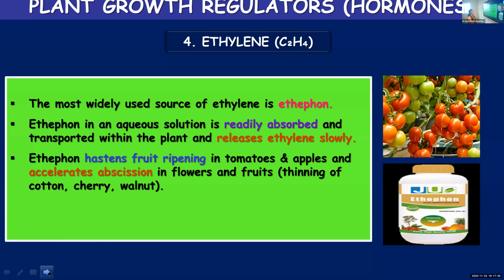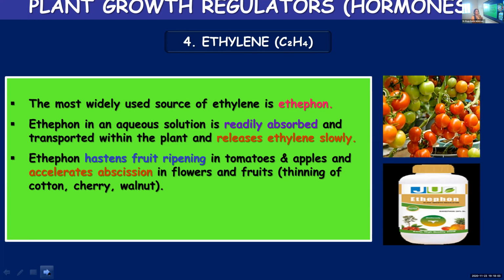It will speed up fruit ripening in tomatoes and apples and accelerates abscission in flowers and fruits. So it hastens fruit ripening in tomatoes and apples, and speeds up abscission, the shedding of flowers and fruits. Now you might be thinking why the flowers and fruits should be shed off. Thinning of cotton, cherry, and walnut.